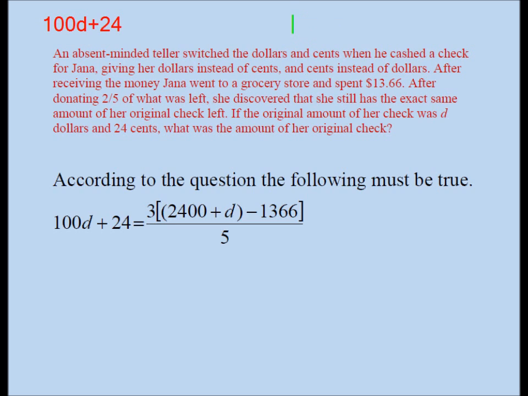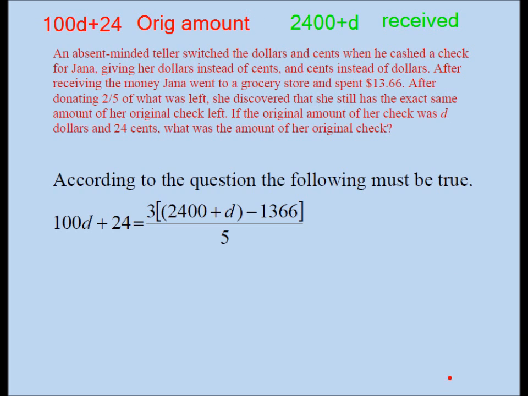She received 2400 plus D cents. So this is what she received. In reality, this is what she should have gotten. I'm going to write original amount of our check. So we'll have to keep those things straight.